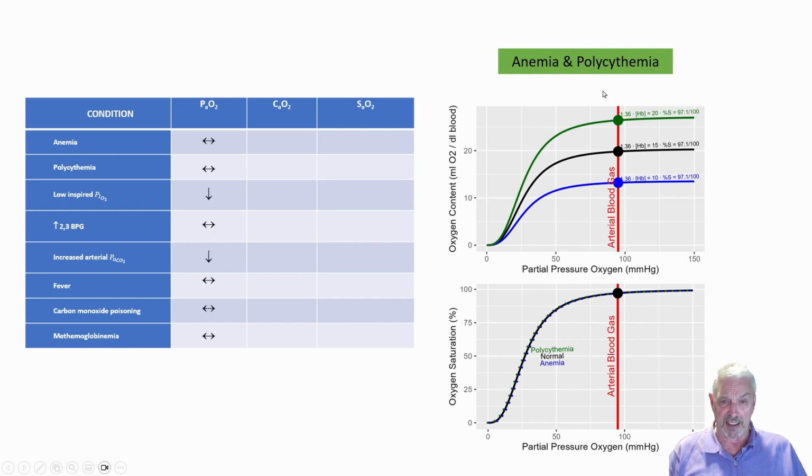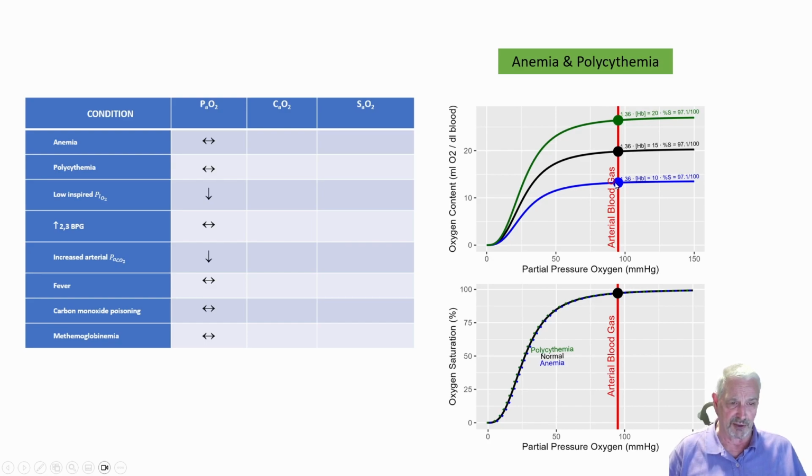So then, looking at anemia and polycythemia, a loss of red cells and therefore a loss of hemoglobin, or an increase in red cells and therefore an increase in hemoglobin, we can look at a normal oxygen dissociation curve here in black, and we can see that if we become anemic, our hemoglobin drops from 15 to 10 as shown here.